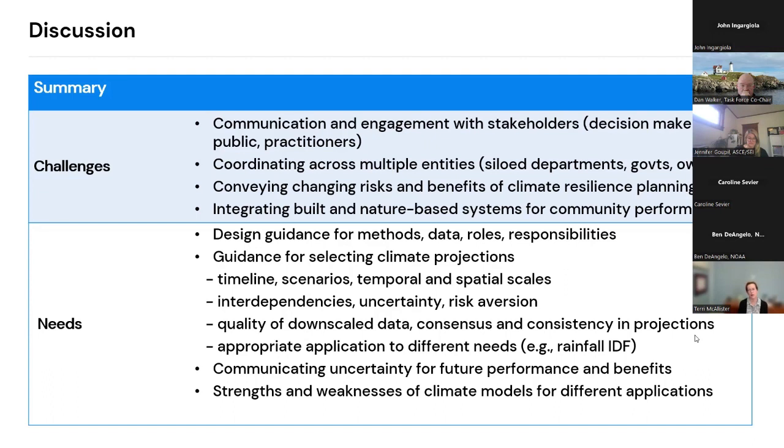And then acknowledging that, depending on the need and application, one data set is not necessarily suitable for all applications. And this really became apparent when we talked about the rainfall intensity, duration, and frequency curves. And then also communicating uncertainty for future performance and benefits is very challenging right now, as well as communicating well the strengths and weaknesses of various climate models, whether they're global or regional, for different applications. And I think that was it.